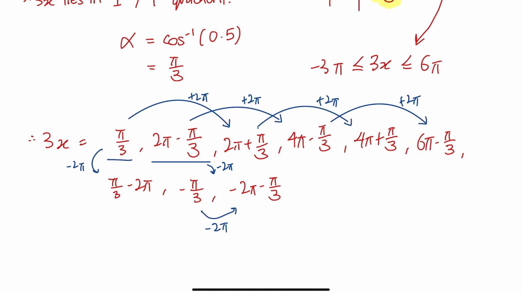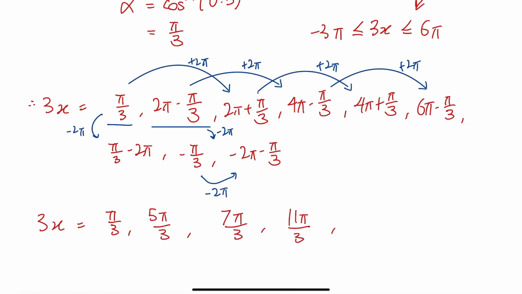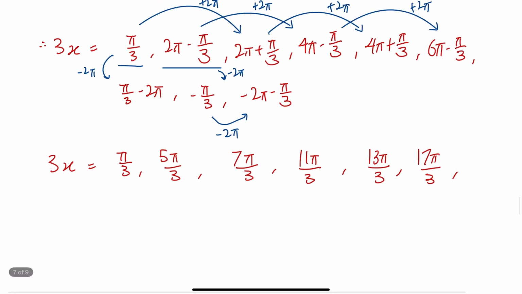Therefore I can simplify it step by step. We simplify all these different expressions. I write them in order, so this will be pi over 3, 5 pi over 3, 7 pi over 3, 11 pi over 3, 13 pi over 3, 17 pi over 3. Then I evaluate the ones at the bottom. This is negative 5 pi over 3, negative pi over 3, and negative 7 pi over 3.